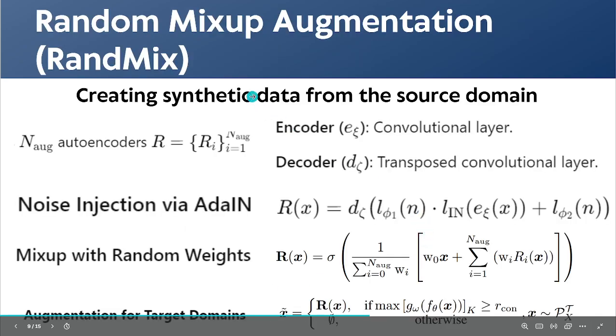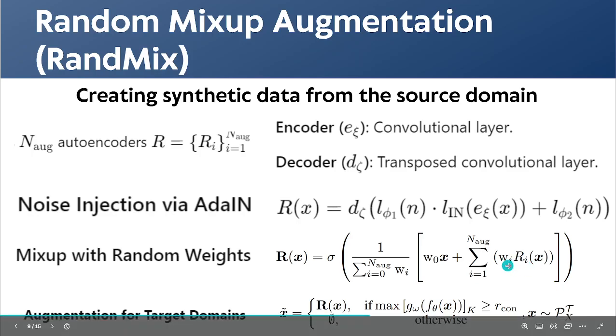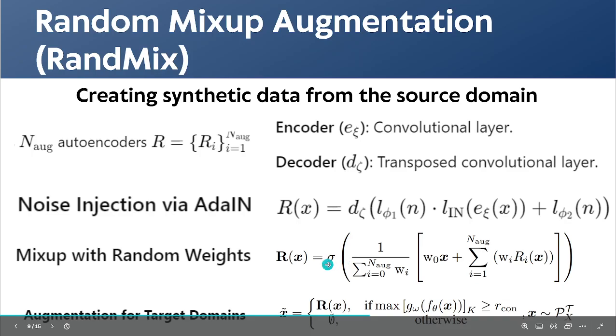The RandMix module basically achieves generalization by creating synthetic data from the source domain. It uses n autoencoders. Each autoencoder takes the data and transforms it into a new set of data and adds in random noise using the AdaIN algorithm. It takes all of the n autoencoders and gives us new data, and we weight each of the autoencoders' results and average it by their weights and pass it to the sigmoid function to squish it. Then we pass this data through the neural network, and if it is able to be classified with high enough confidence, where R-con is the hyperparameter for confidence, then we have a new artificial data point x tilde.